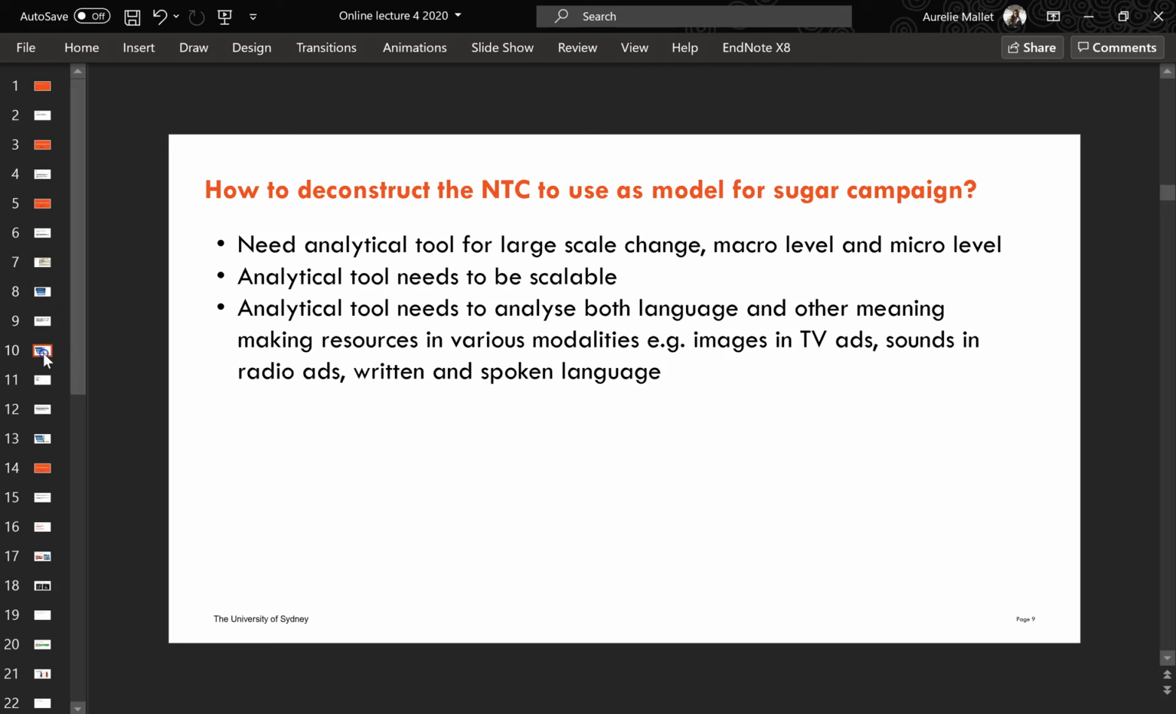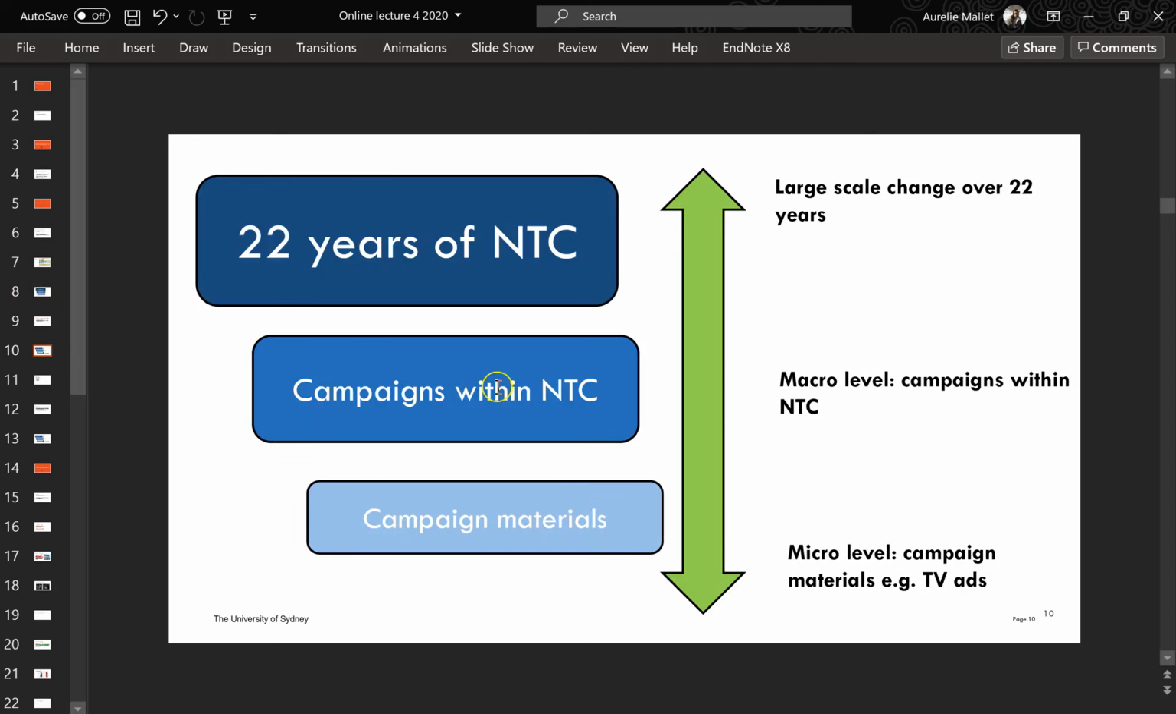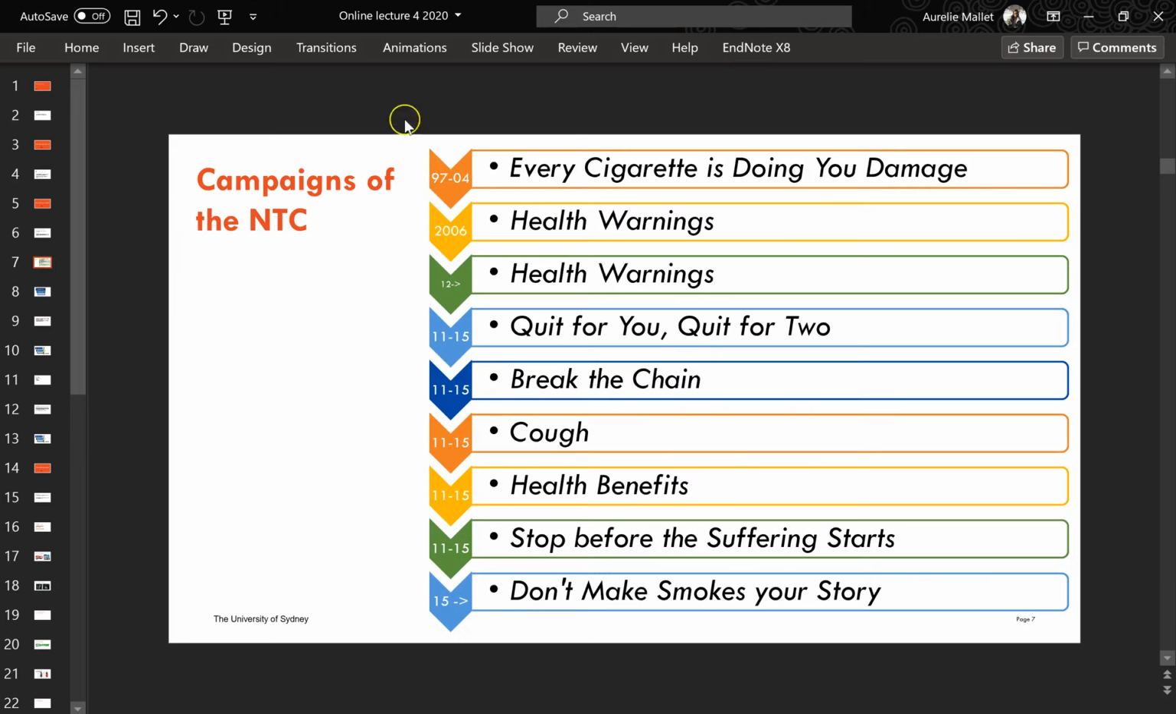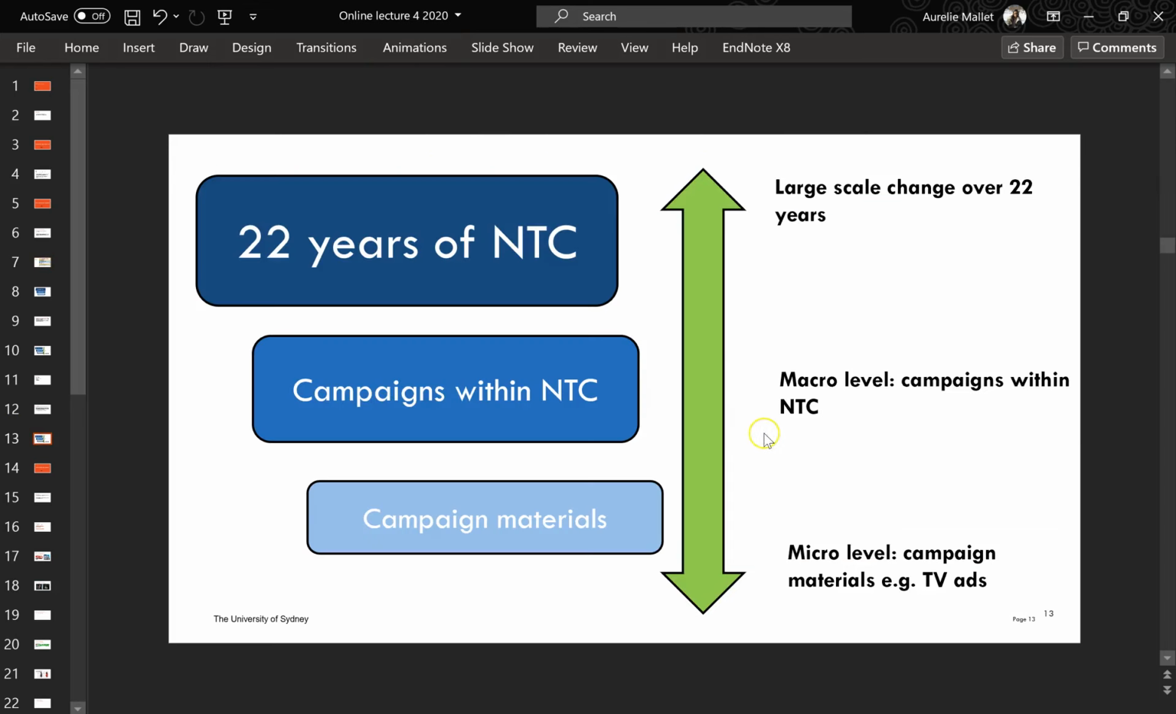So I needed something to look at these three levels. So I'm taking the 22 years of the NTC as large-scale change, so tracking it over 22 years. Then you've got the more macro level, which is looking at the campaigns of the National Tobacco Campaign. So this is the macro level. And then I also needed something to be able to look at it at a more micro level, so to analyze the individual materials, so the individual TV ads, the individual radio ads, but also link it back to this and link it back to this. So how do I do this? How do I analyze all this?